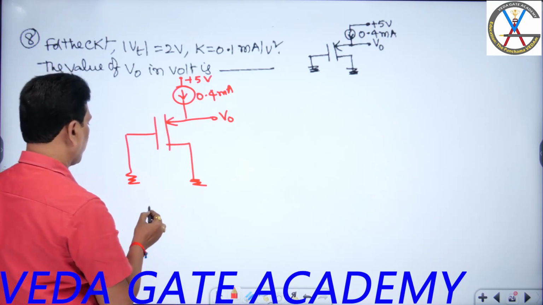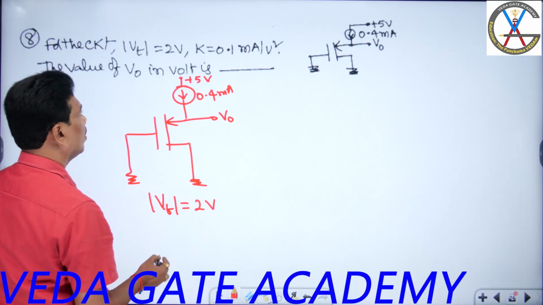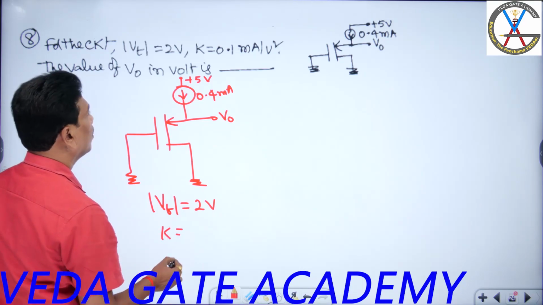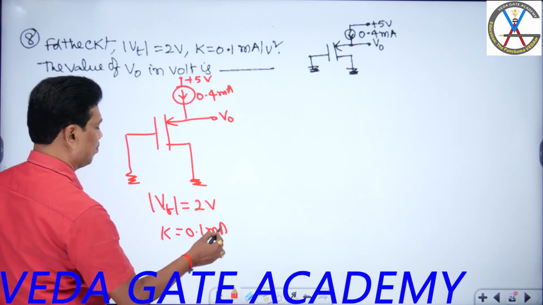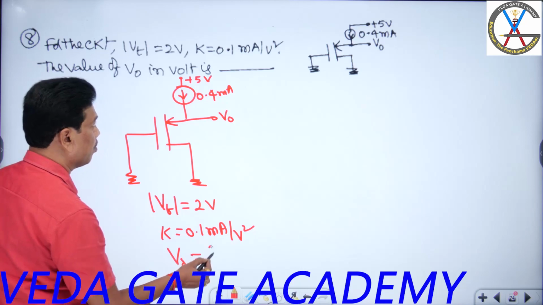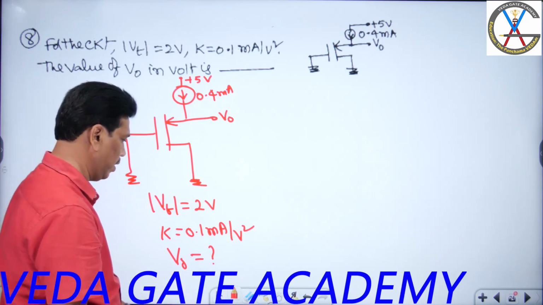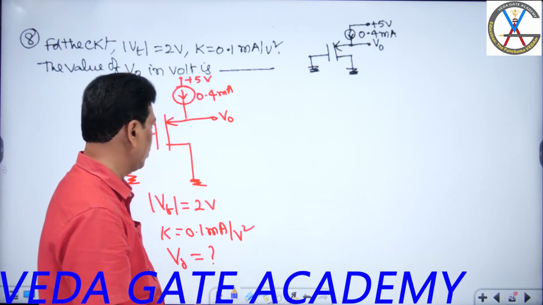He has given that modulus of VT, the threshold voltage, equals a given volt, and K is directly given as 0.1 milliampere per volt square. He is asking what V0 is in that circuit. Now let us examine that. What is that V0?